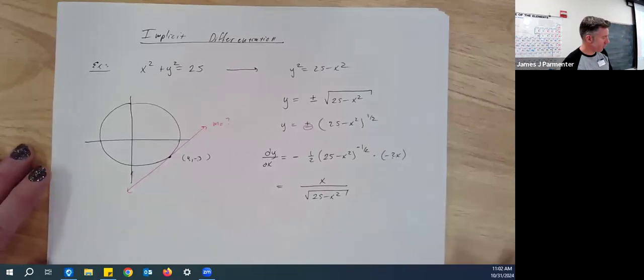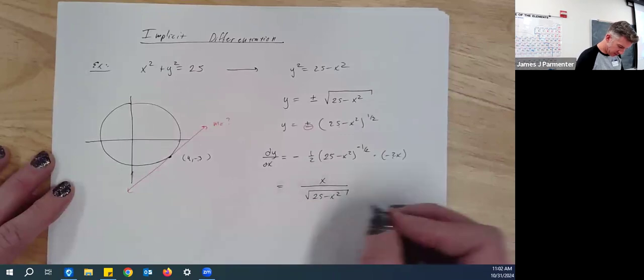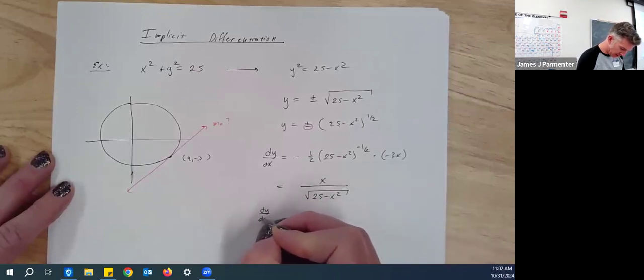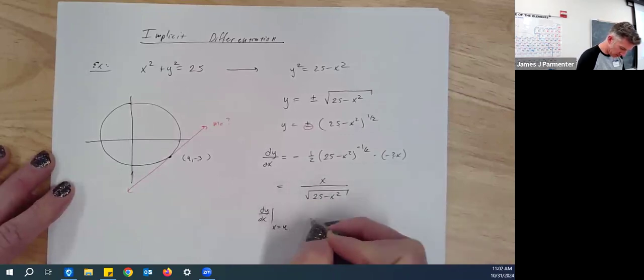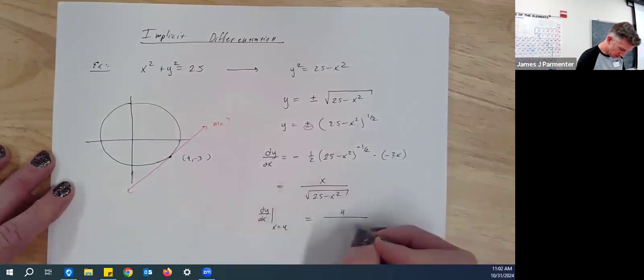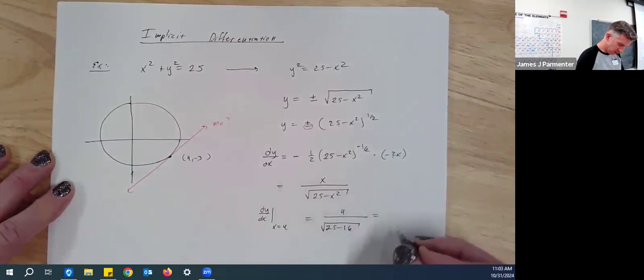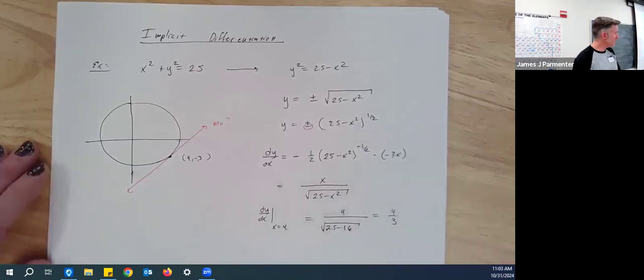Great, let's plug in x equal to 4 and see what we get. We plug in x equal to 4, dy/dx evaluated at x equal to 4 is going to be 4 over the square root of 25 minus 16, which is 4/3. Which seems plausible, right? Certainly the slope I've drawn looks like you should have a positive slope.